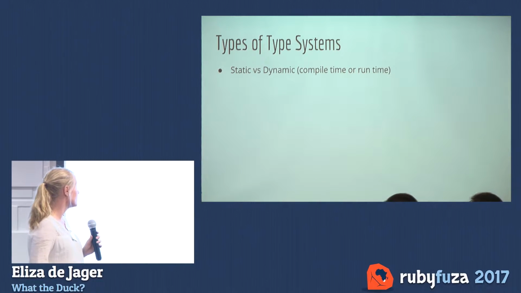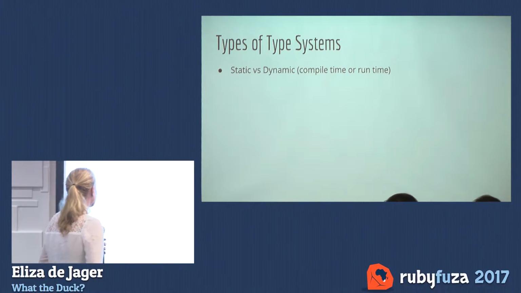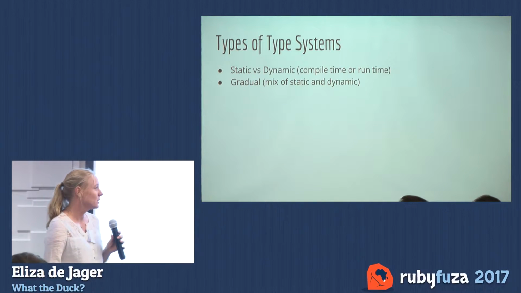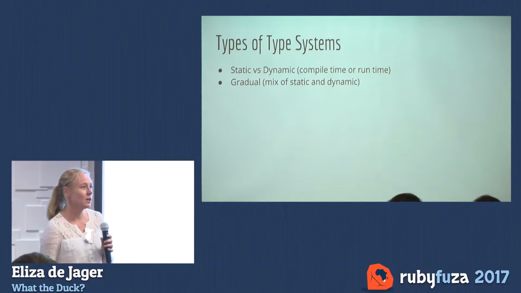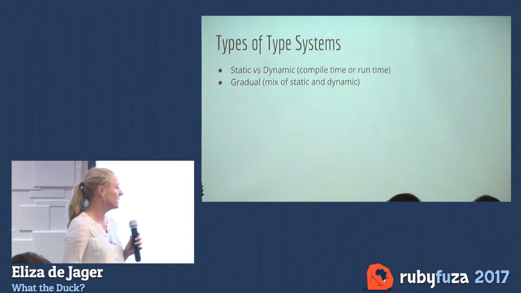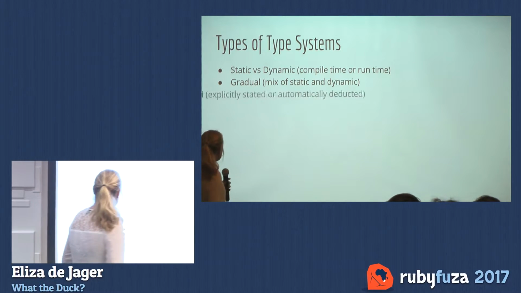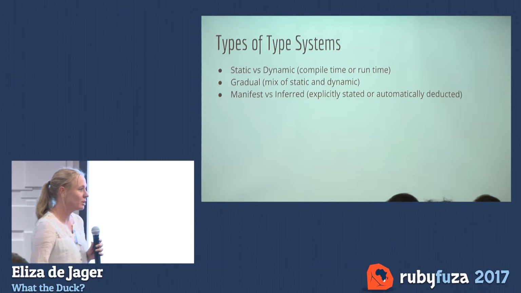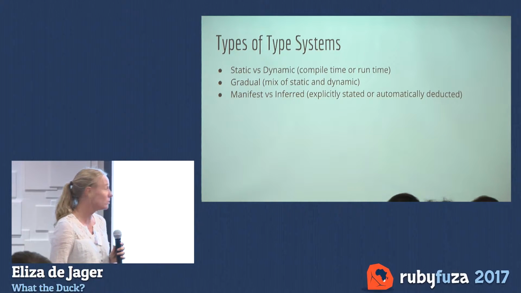So your static type system does the type checking at compile time, and the dynamic one obviously does it at runtime. Then you can also have, just for interest's sake, gradual type systems, and that's a mix of static and dynamic. A good example is TypeScript. Apparently, you can declare a variable and say it's an int, but you can also declare it as having type dynamic. Okay, then you can have manifest versus inferred type systems. In a manifest type system, you explicitly state the type of a variable, whereas in an inferred type system, the system actually automatically deduces it for you.